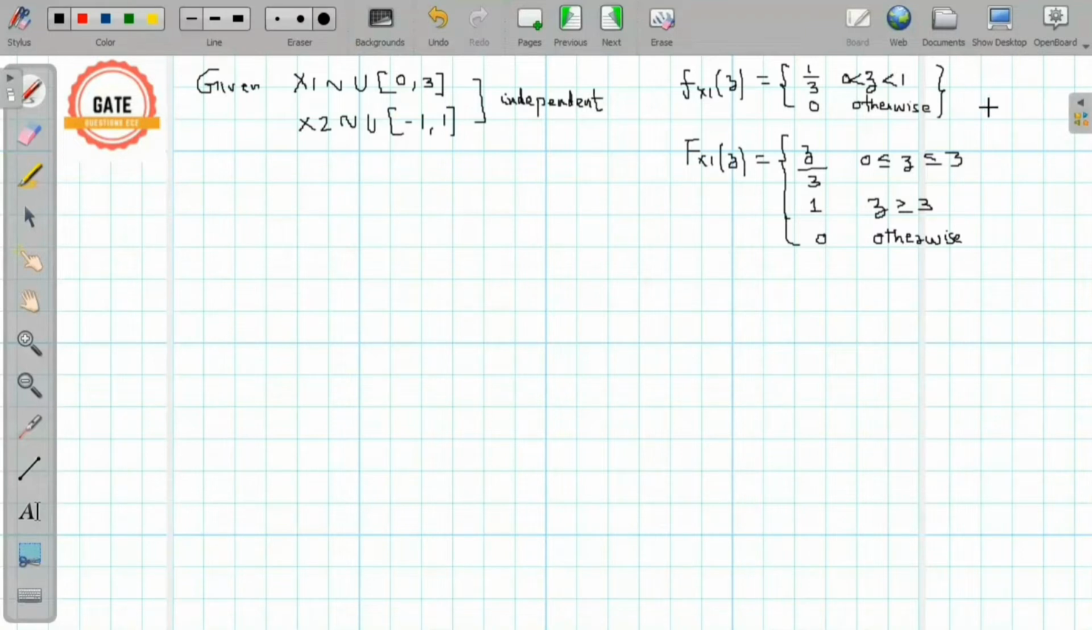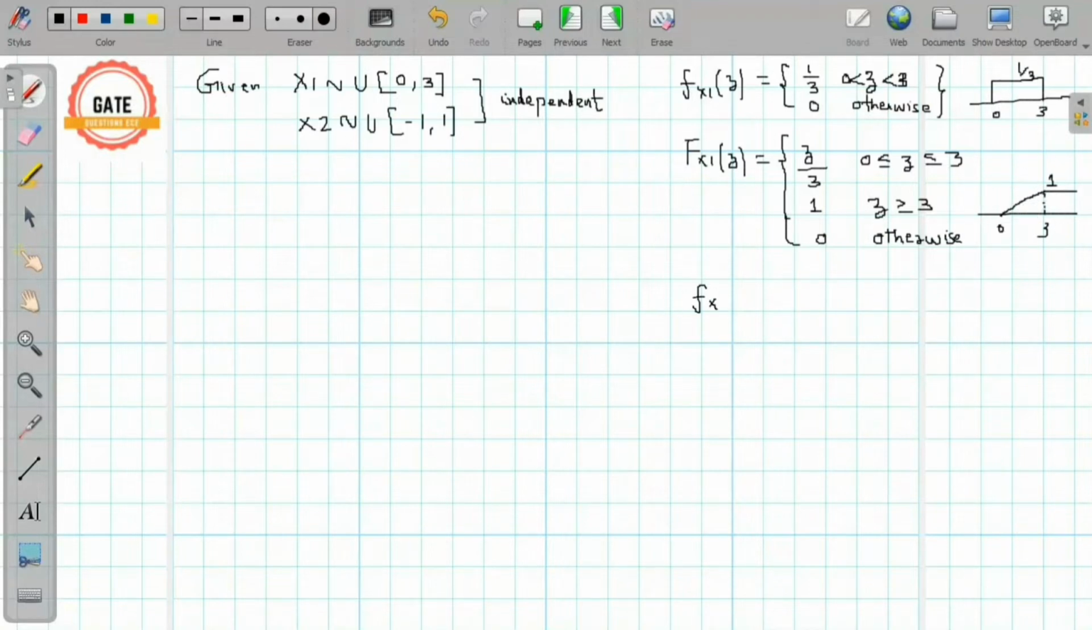If we plot these, you will get something like this. From 0 to 3, its value is 1 by 3, and its integration will be like this. So the CDF is like this: it is 1 above 3 and 0 below 0. So this is the PDF and this is the CDF of x1.